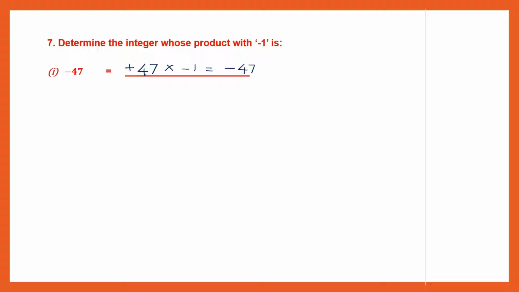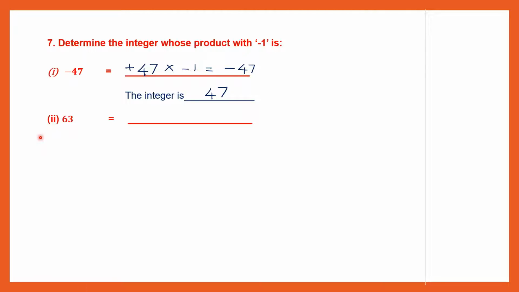So now you can check your answer. 47 into minus 1. What is the answer? One negative integer, answer is negative. 47 into 1 is 47. So we have found our answer. Our answer is 47.